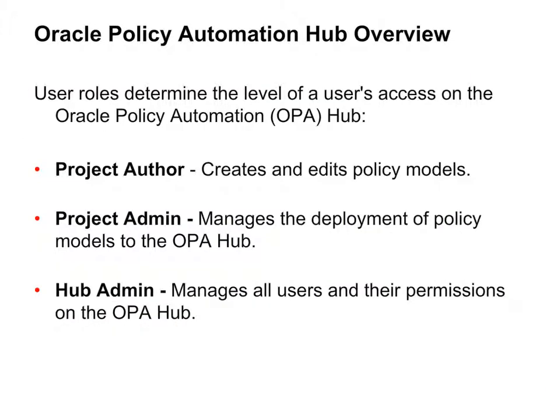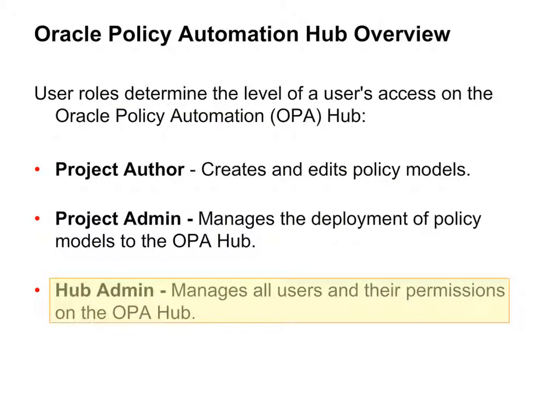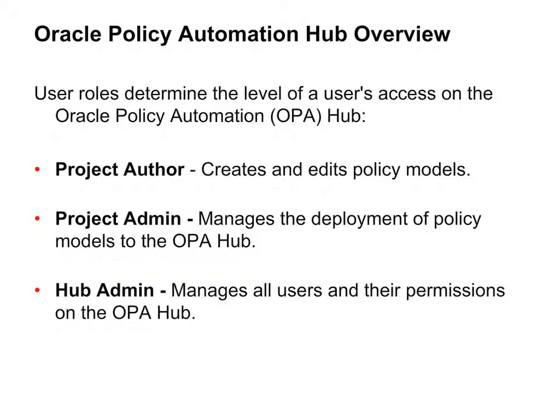The cloud service utilizes roles to determine the level of a user's access to the Hub. The project author role creates and edits policy models. The project administrator role manages the deployment of policy models to the Hub. And the Hub administrator role manages all users and their permissions on the Hub. Depending on their responsibilities within the organization and the size of the team, a new user can have one or more of these roles associated with their account. For example, in a test environment, it is quite common for the project author to also be the project administrator.